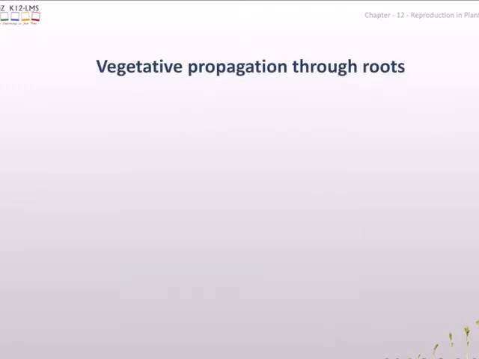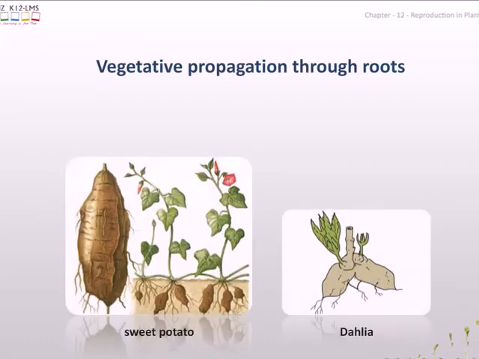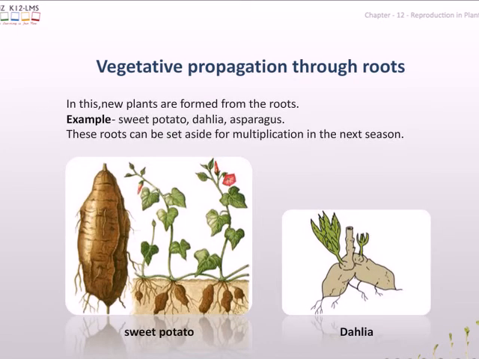Vegetative propagation through roots. In this, new plants are formed from the roots. Example, sweet potato, dahlia, asparagus. These roots can be set aside for multiplication in the next season.